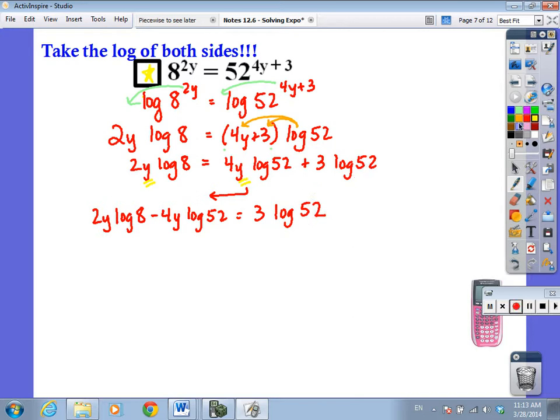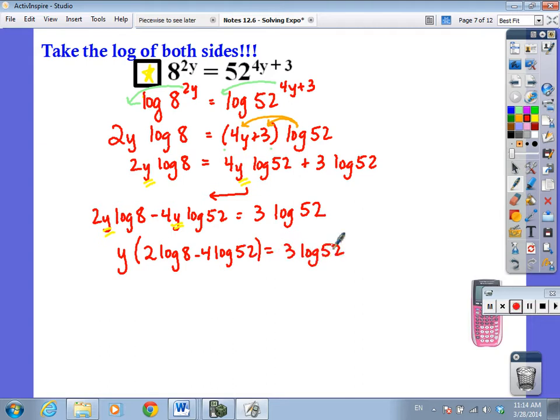My goal now is to factor out this y. I want to write my y out in front. When I pull it out, I'm left with 2 log of 8. In the second term, I have minus 4 log of 52. On the right side, again, nothing changed.